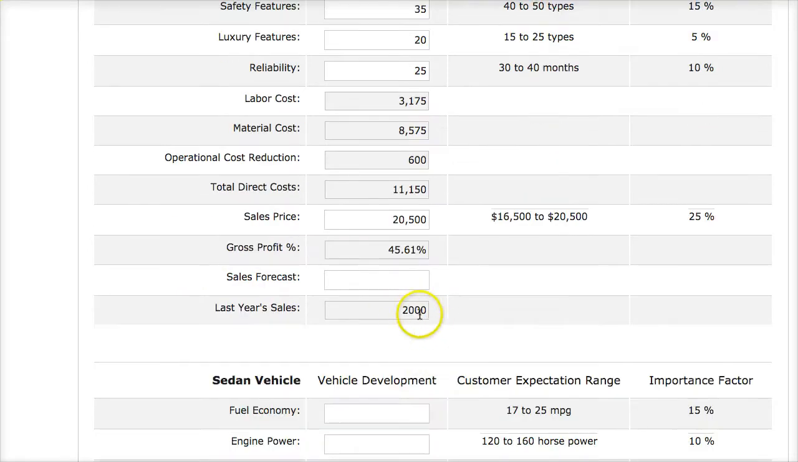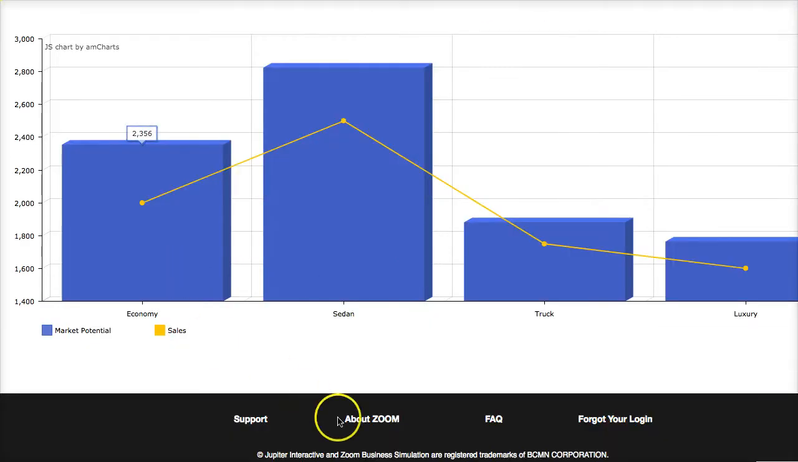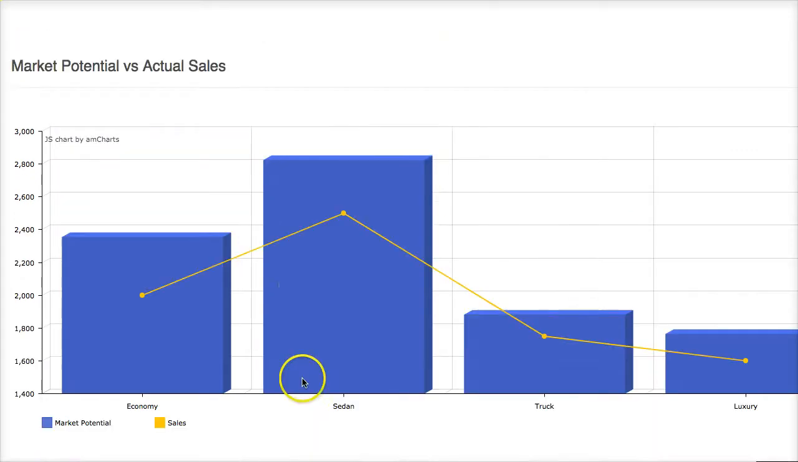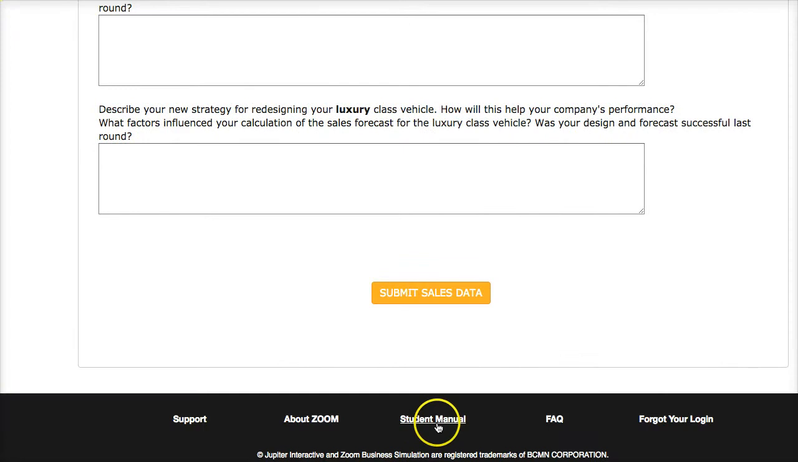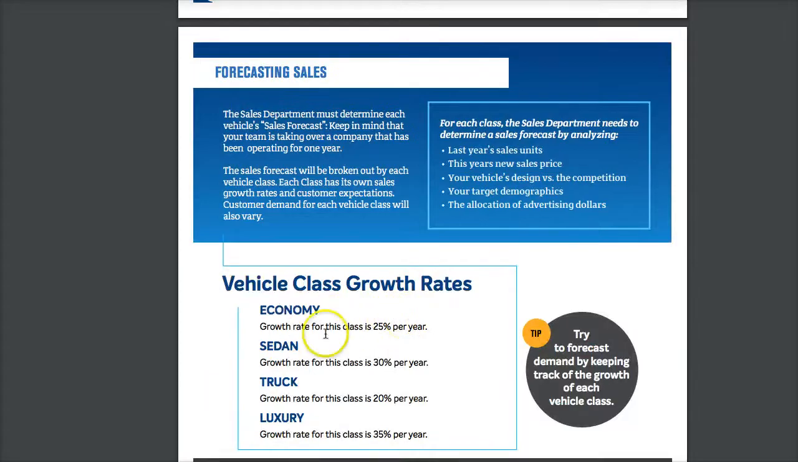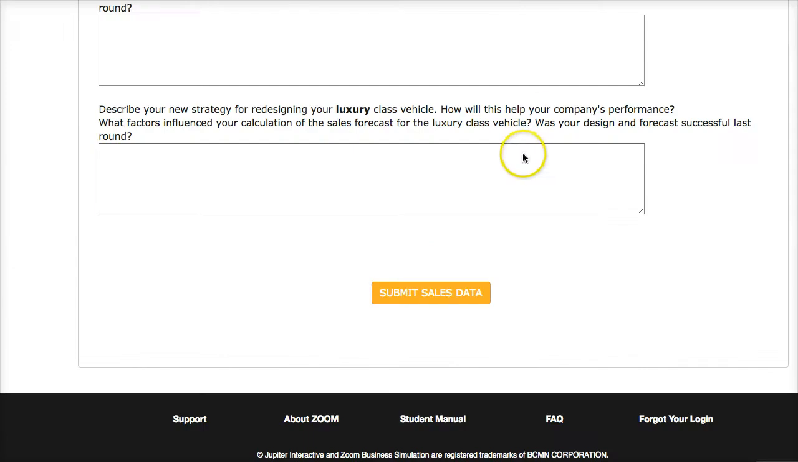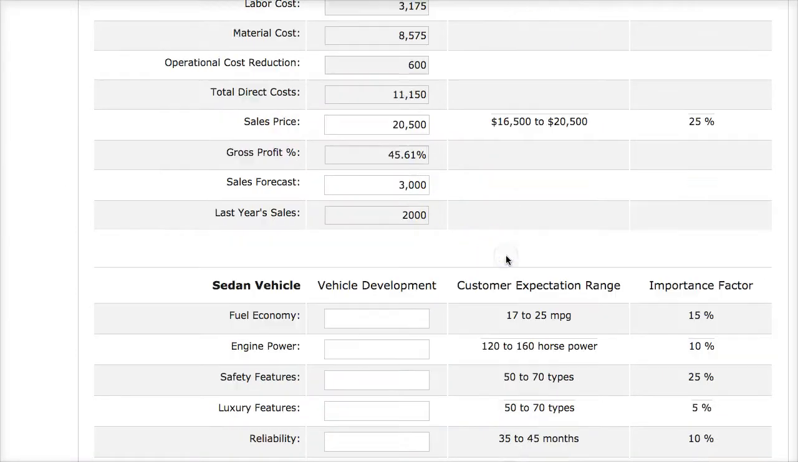Now I can see here my last year's sales were 2,000, but I remember from here that it was more like 23, and the growth rate of this, according to the student user guide, which is usually at the bottom of most pages. I go to the student user guide and I see that the economy has a growth rate of 25%. So I need to use that information when I'm rebuilding my simulation to get a better idea of what my sales could be.